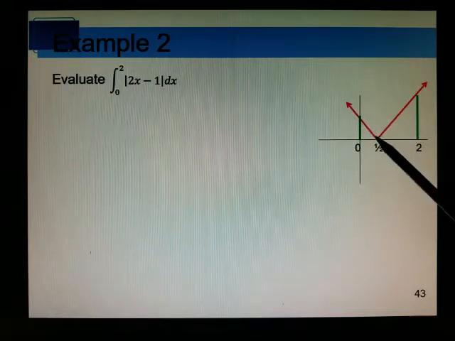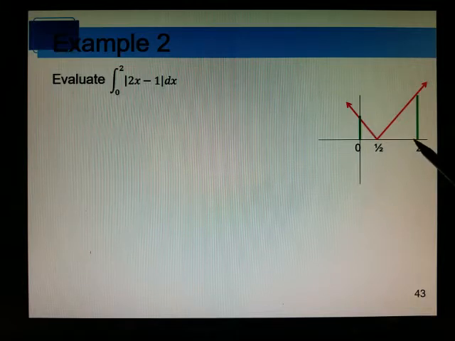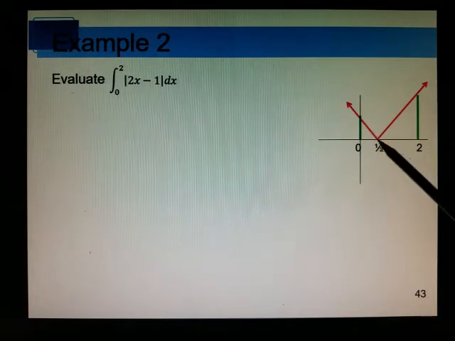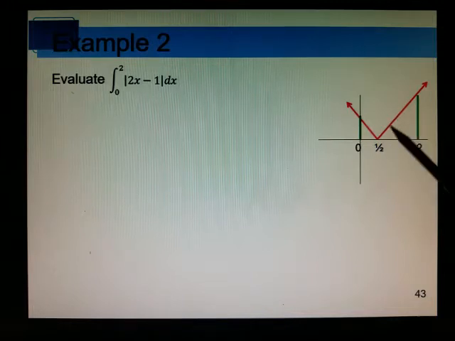Now, the length across here is 1.5, or 3/2. How high is it? We'll plug 2 into this function. So this would be a height of 3. This across here was 3/2. 3 times 3/2 is 9/2. Half of that, this area would be 9/4. Add those two answers together, and you have your answer.